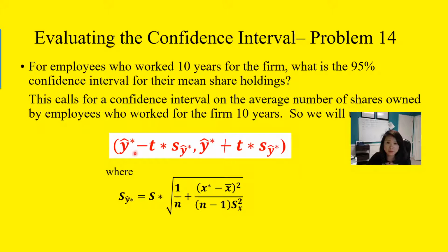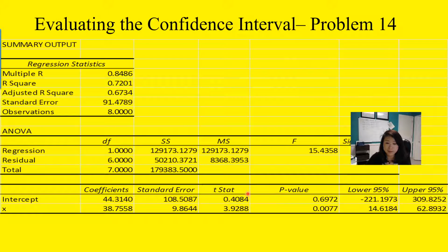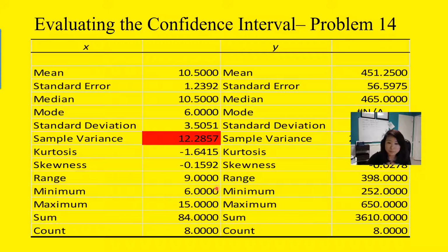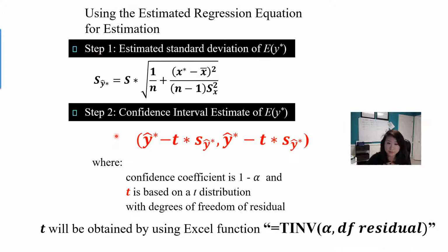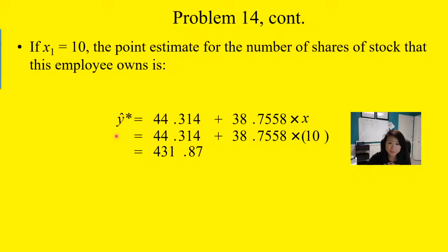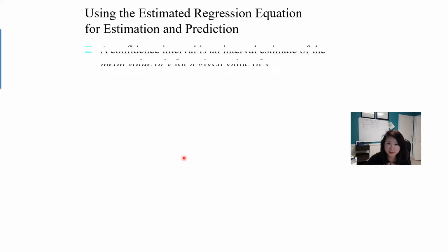So y hat star minus t stat times sy hat star, where sy hat star equals this formula. If you already watched the computer skill 4 videos, then you will be able to know how to obtain the values. First of all, let me go back. The y hat star we already calculated in the last video, right? If we go back, this is the y hat star we calculated: 431.87. So it's pretty straightforward.